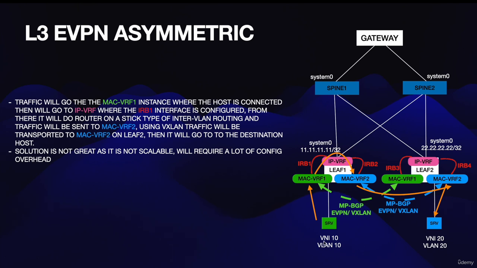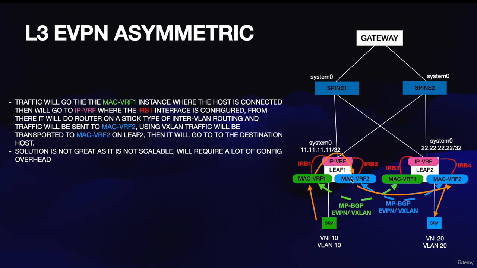So when the server in VNI 10 tries to reach the server in VNI 20, traffic will first go to the MAC-VRF 1 instance where the host is connected. Then, using the IRB1 interface, traffic will go to the IP-VRF instance. From here, we'll have the IRB interfaces from MAC-VRF 1 and MAC-VRF 2, and basically this instance will perform router on a stick, and the traffic will be sent to the MAC-VRF 2 instance.